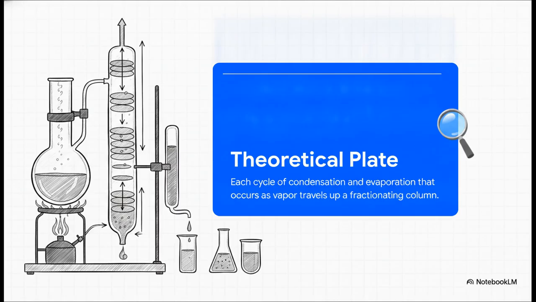The entire core concept here revolves around the theoretical plate. As vapor travels up a fractionating column, it condenses and evaporates over and over again. Every single one of these cycles is considered a theoretical plate. Basically, the more theoretical plates you have in your column, the better separation you get between the compounds.